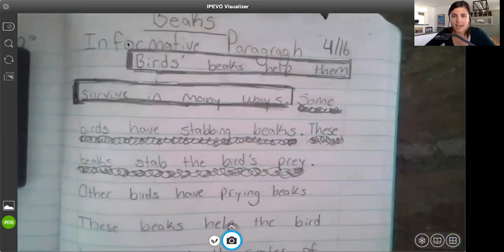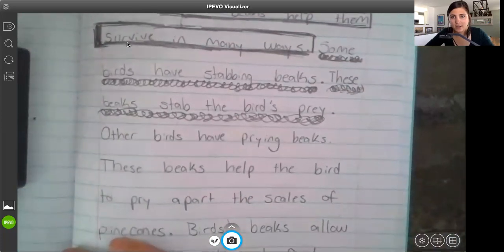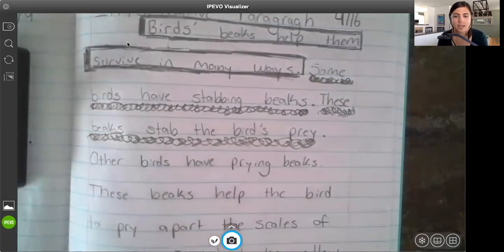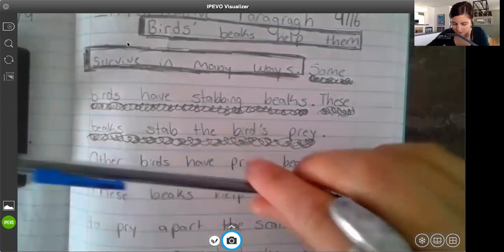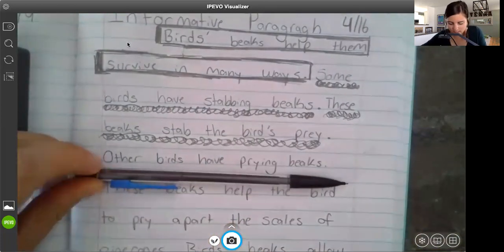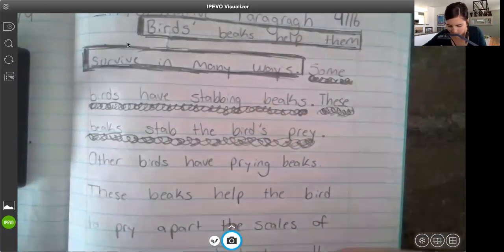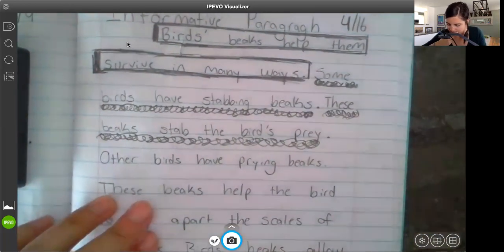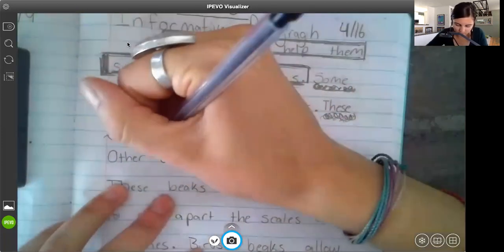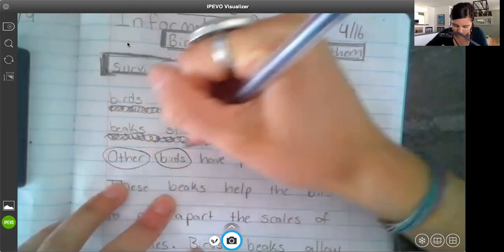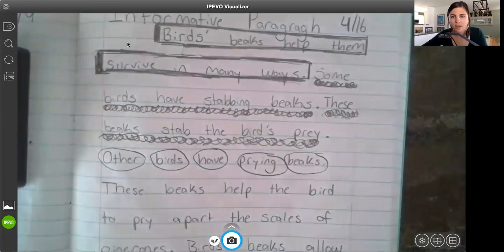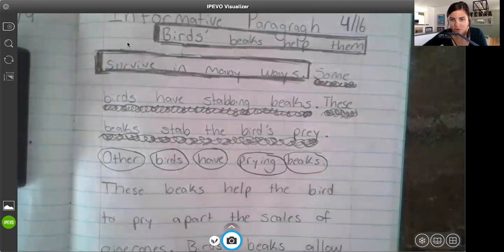So let's take a look at our next sentence. Other birds have prying beaks. So other birds have what? Other birds have prying beaks. Okay, so those of you who still have the pencil, let's see. Maybe I'll circle the words. Other birds have prying beaks. So what type of beaks do they have? Prying beaks. Yeah, they have prying beaks.